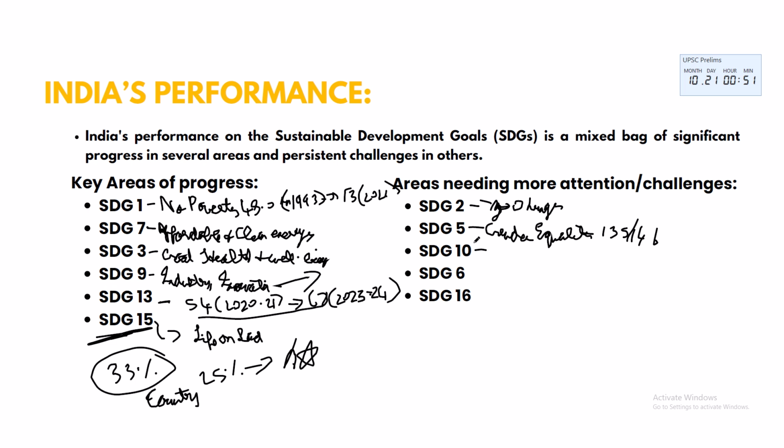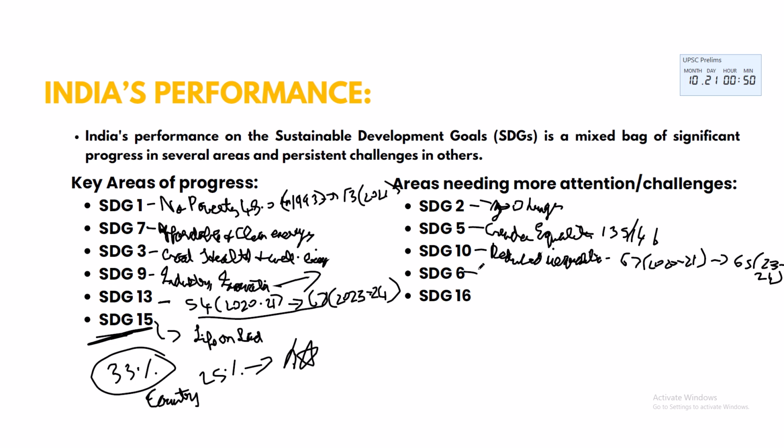Next one is reduced inequalities. This was the only goal to show a decrease in the Niti Aayog score, wherein it decreased from 67 in 2020-21 to 65 in 2023-24. This indicates persistent income disparities and inequalities among gender, caste, religion, region. Achieving equality between the top 10% and bottom 40% of the households in urban and rural areas still remains a significant challenge.